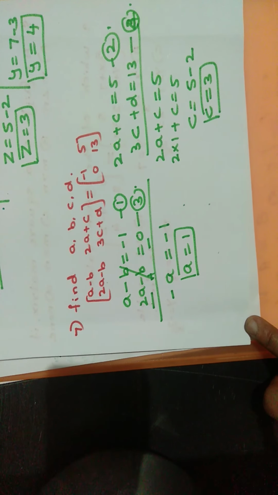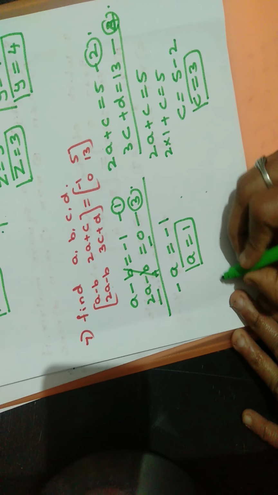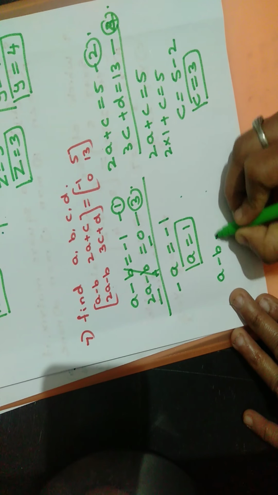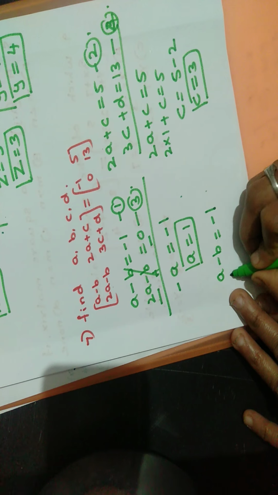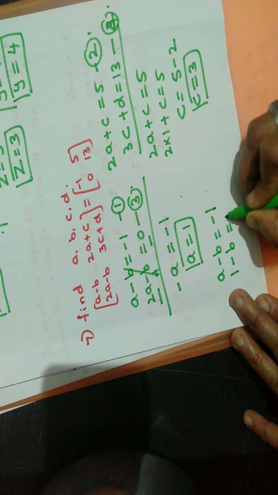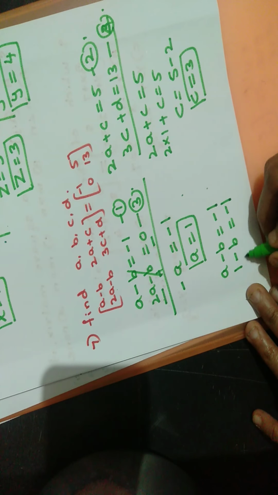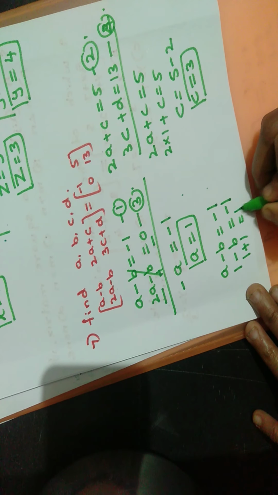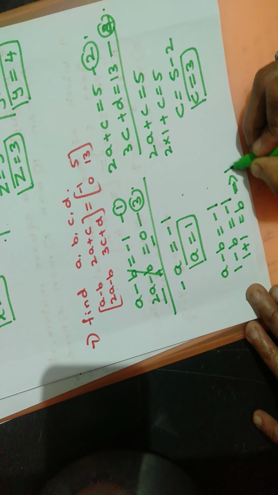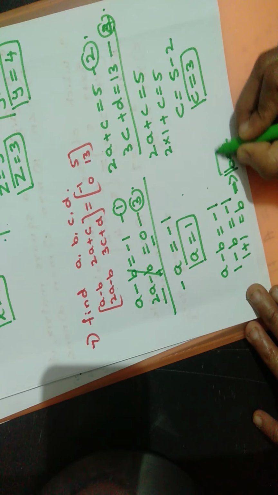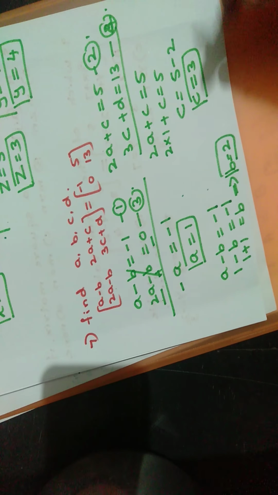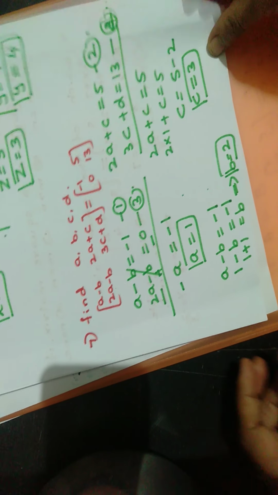And next, one more value we are calculating. A minus B is equal to minus 1. 1 minus B is equal to minus 1. So 1 plus 1 is equal to B. That implies B is equal to 2. So A is equal to 1, B is equal to 2 and C is equal to 3.